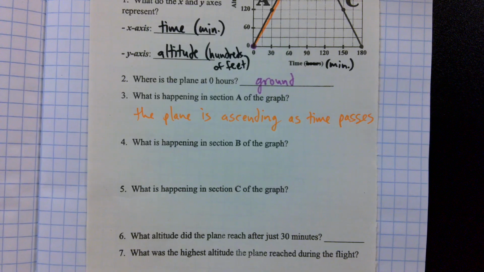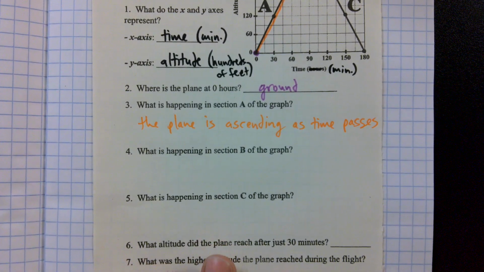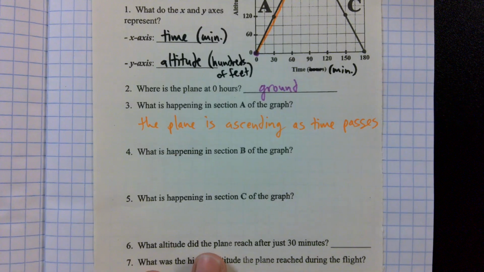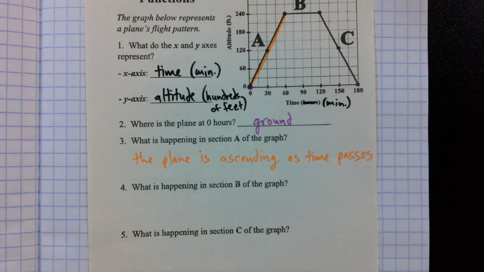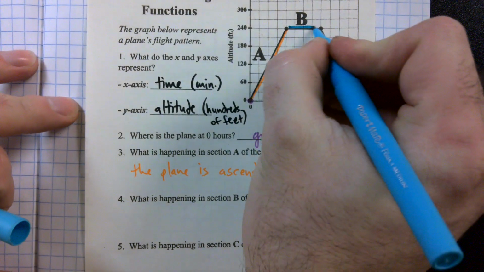Yeah. What does question 10 say? We are on question 3. Question 4. Question 10 is like, where is the plane? We will get to question 10. All right, we're on question 4. Question 4 says, what is happening in section B? I'm going to do section B in blue. B for blue. Boom, there it is.